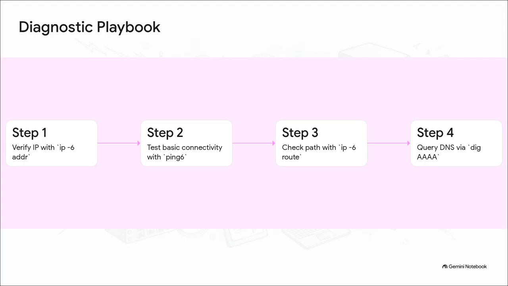Step 1. Always verify your own local address first. Step 2. Check basic connection to the target. Step 3. Map the route it takes. And Step 4. Verify the DNS directory is actually pointing you to the right place. Let's see what this looks like in a complex environment.